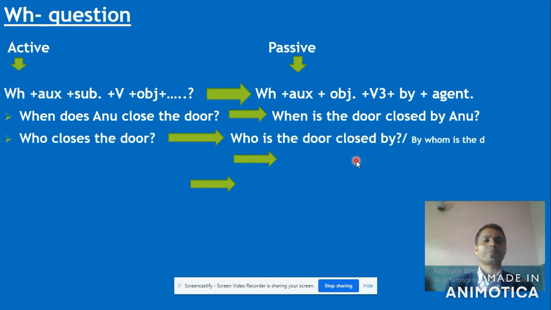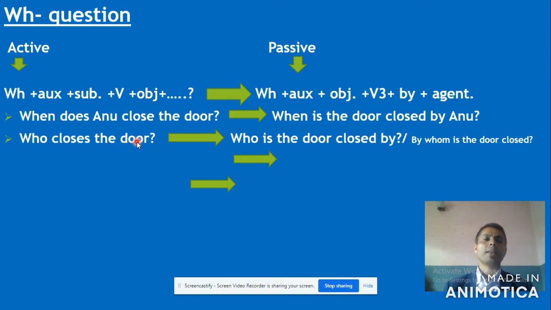Who closes the door? Who is the door closed by, or by whom is the door closed? Anyone you can write. So, who closes the door? You can write "who is the door" here. This sentence belongs to category number 1, the simple category.